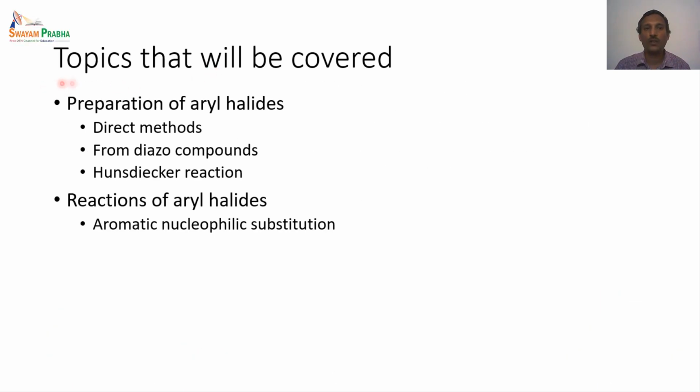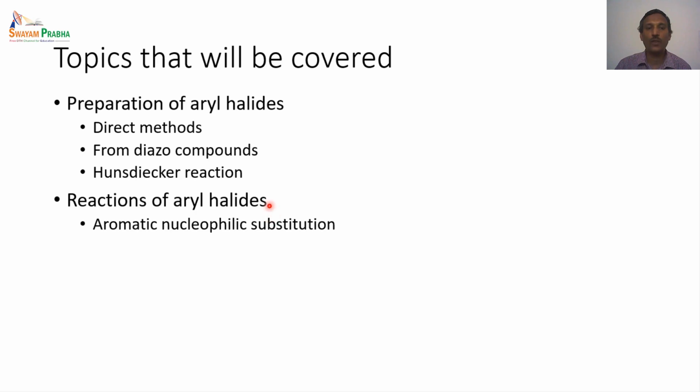In this session, the topics that we will be studying include preparations of aryl halides. Basically, we will be studying about the direct method of preparation of aryl halides. Then we will be studying about aryl halide preparations from diazonium compounds and then the Hunsdiecker reaction. So these are all the reactions we will be studying about the preparation of aryl halides.